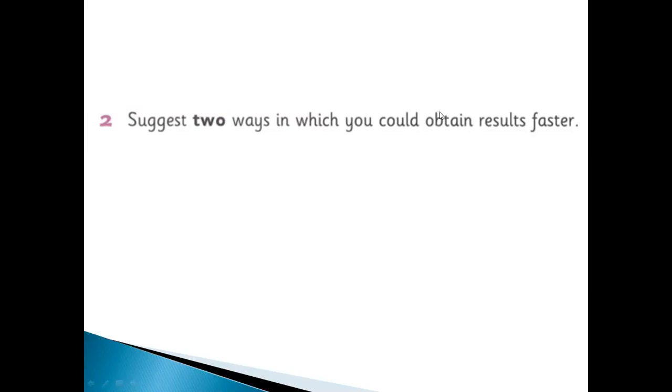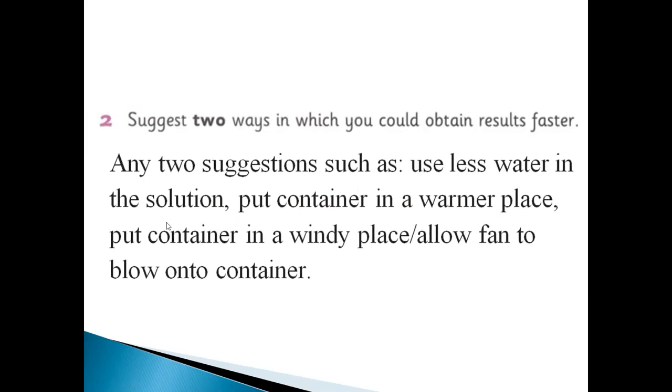Suggest two ways in which you can obtain results faster. Obviously, it's very easy. In the last lesson, 3.2 or 3.3, if you put your pot in a warm place or in front of a fan, in both cases you can get your result faster. So we can write any two suggestions, such as use less water in the solution, put the container in a warm place, put the container in a windy place, or allow a fan to blow on the containers. Like this, with the help of air or heat, you can get results faster.